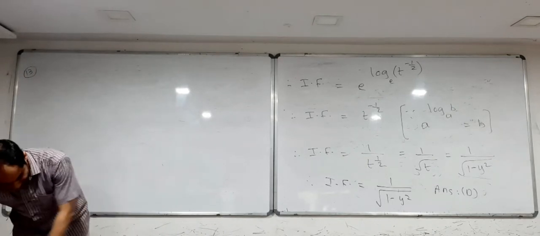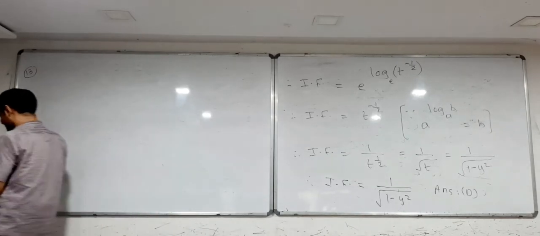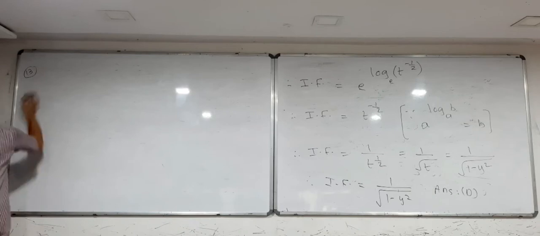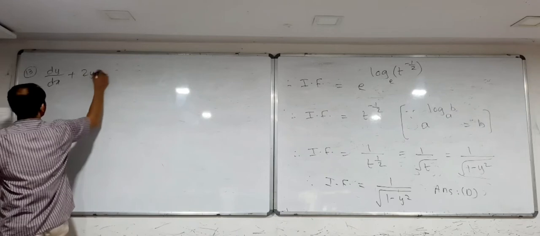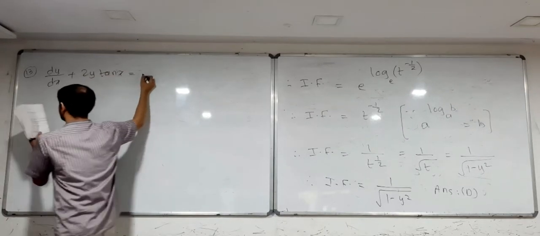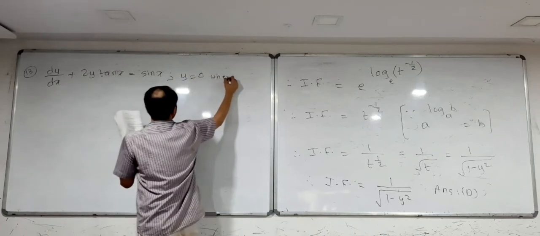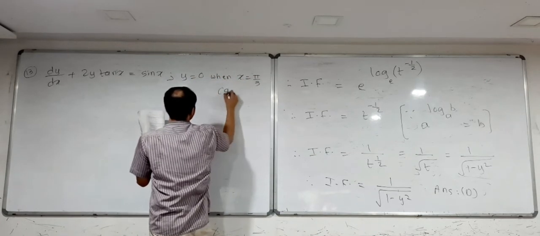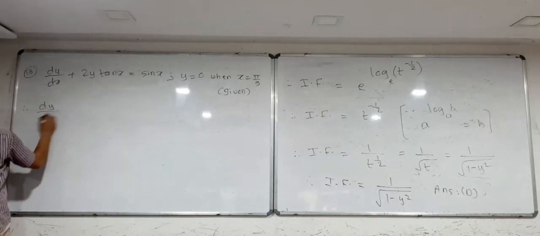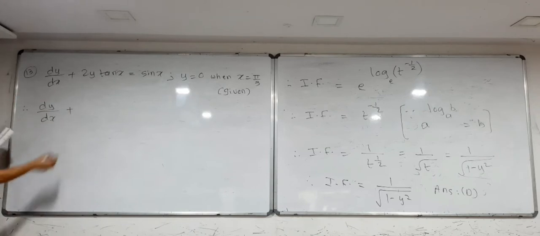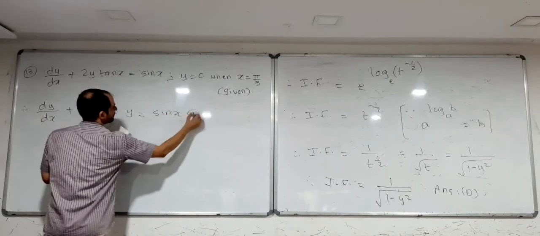Now what is the 13th question? 13th question says dy by dx plus 2y tan x is equal to sin x, और initial condition दी है y is 0 when x is pi by, this is given. So what I will do is that, therefore पहले differential equation को solve करते हैं. dy by dx plus मैं सीधा लिख देता हूँ 2 tan x, y is equal to sin x.